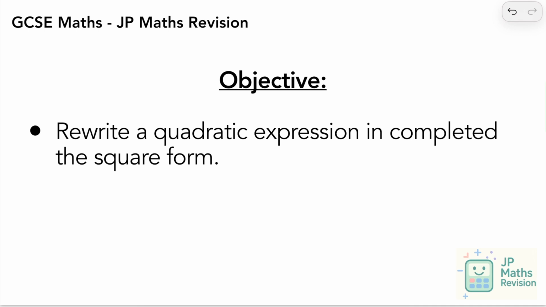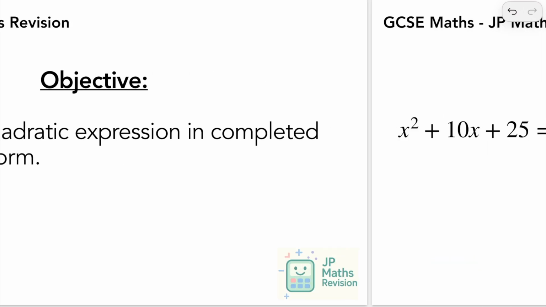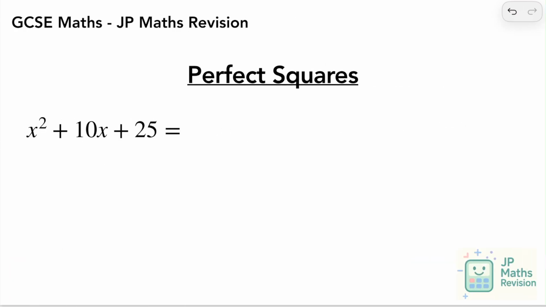So the objective here is to rewrite a quadratic expression in completed the square form. So before we get started, let's talk about what we mean by perfect squares. A perfect square is when a quadratic expression factorizes to something that is quite literally a perfect square.